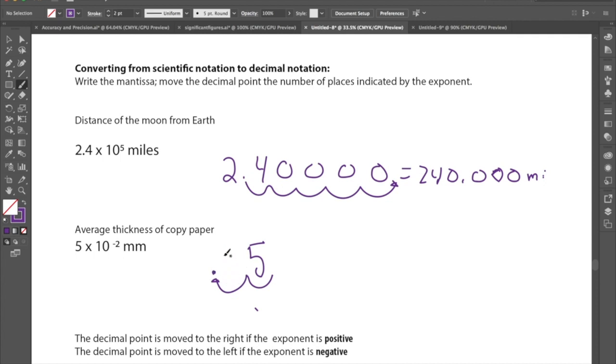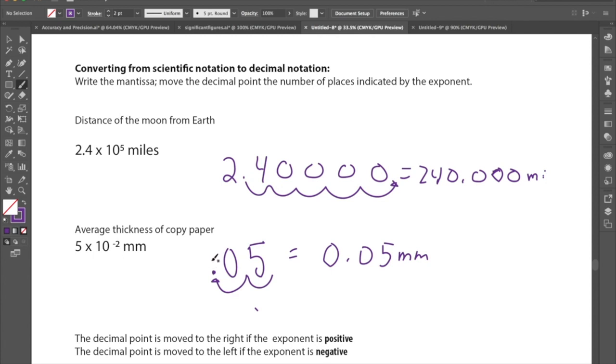We'll fill the little valley here with a 0, and what we get is 0.05 millimeters, or 5/100ths of a millimeter is the average thickness of copy paper. So that's all I really want to talk about today.